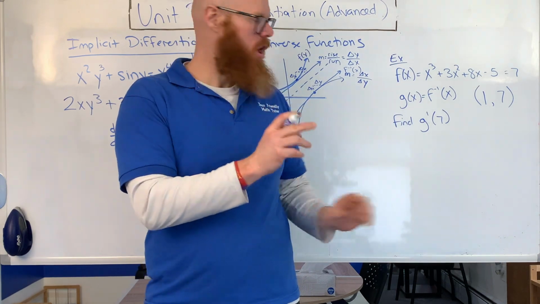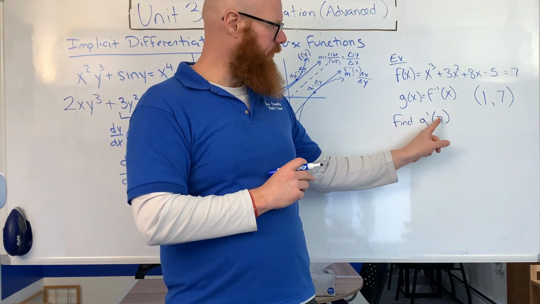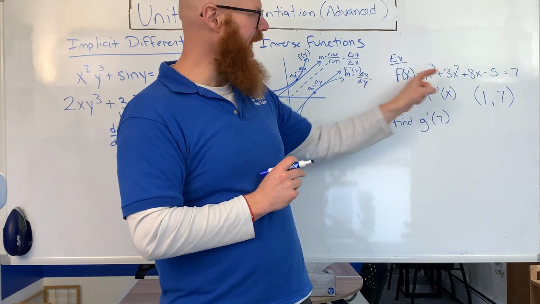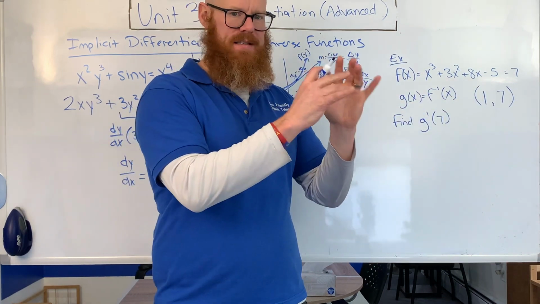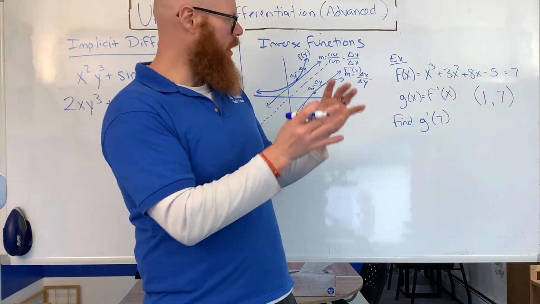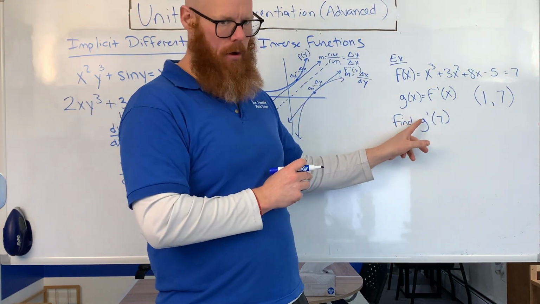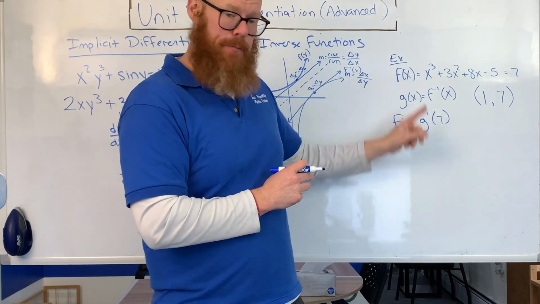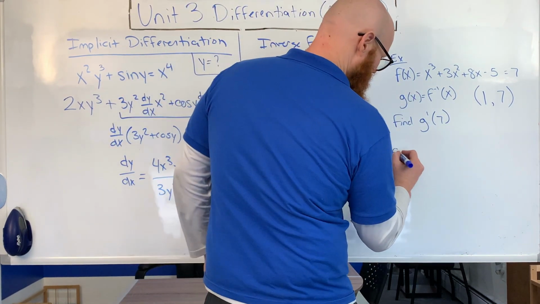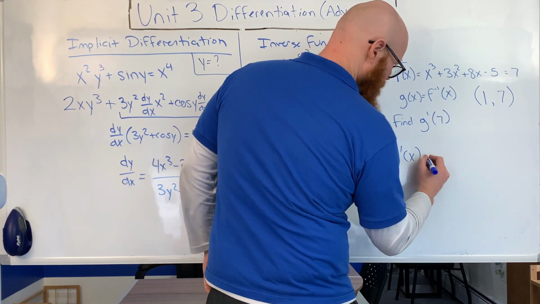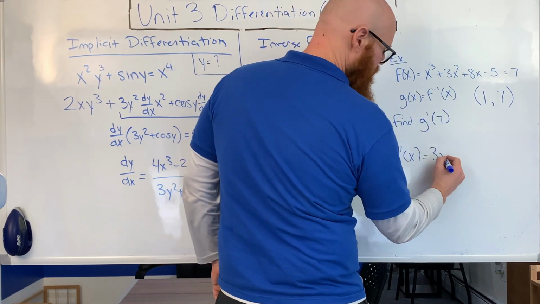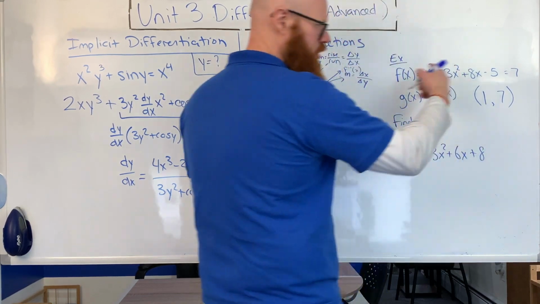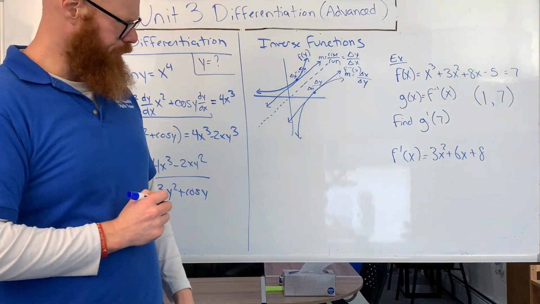Everything's been switched. So when we find g prime of 7, what we really want to do is find the slope of f at 1. This point (1, 7) becomes (7, 1), so we're working backwards. We can't find g prime because we don't know what the g function is, but we can find f prime. So we're going to find f prime of x first, which is simply 3x squared plus 6x plus 8. I'm just using the power rule for all of those.